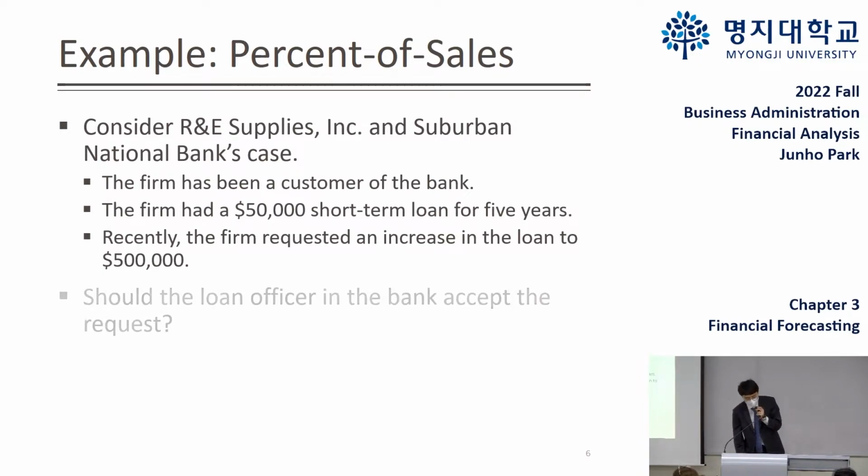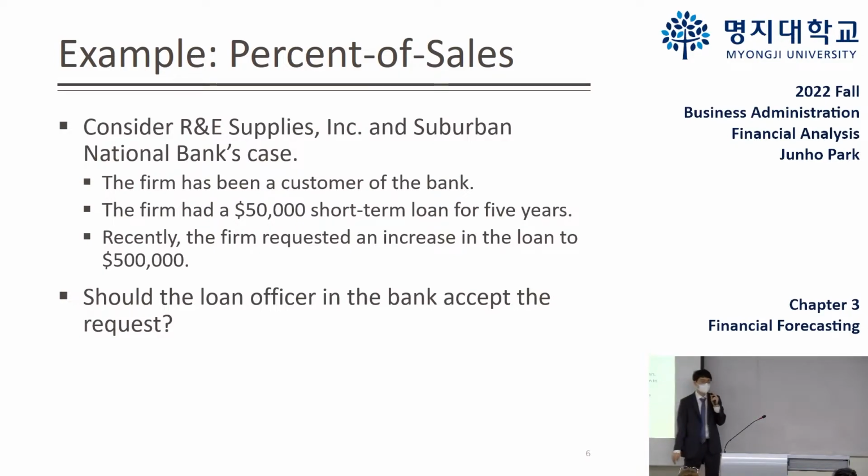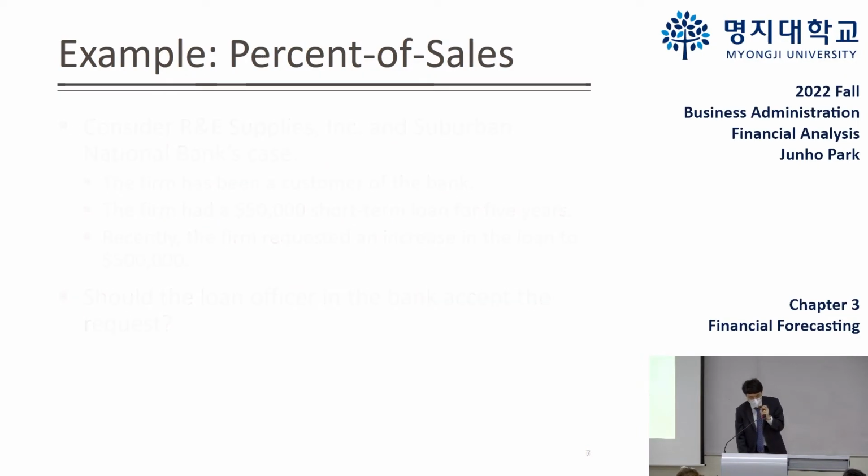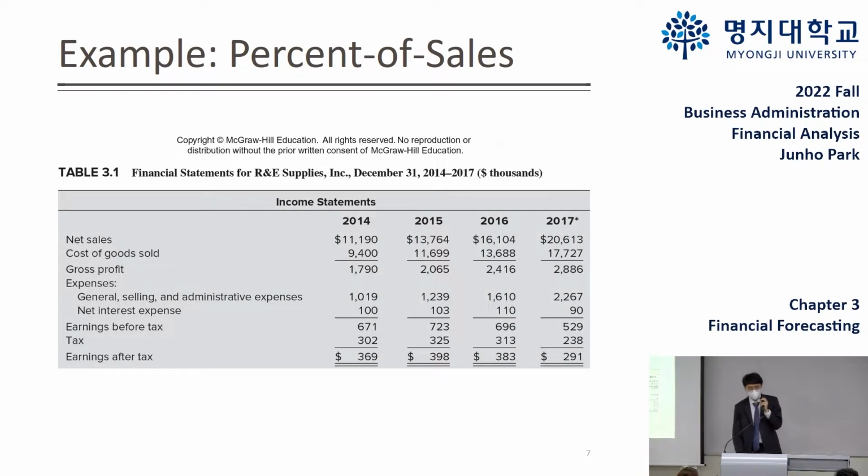And the question we should answer is whether we should allow it or not as the loan officer in the bank. Because we learned several things to examine about a firm's performance, before we make additional analysis, we need to calculate the financial ratios of the firm so that we can have some ideas about the performance.